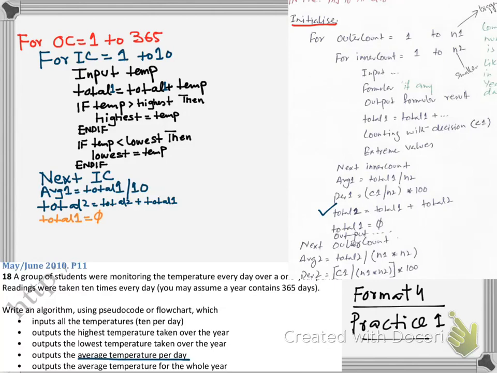Alright, now after that we will wind up inside work, and we have this next outer count. Okay, now we need to have average of the temperature of the whole year, plus we need to output highest over the year, lowest over the year. So let's just do that.